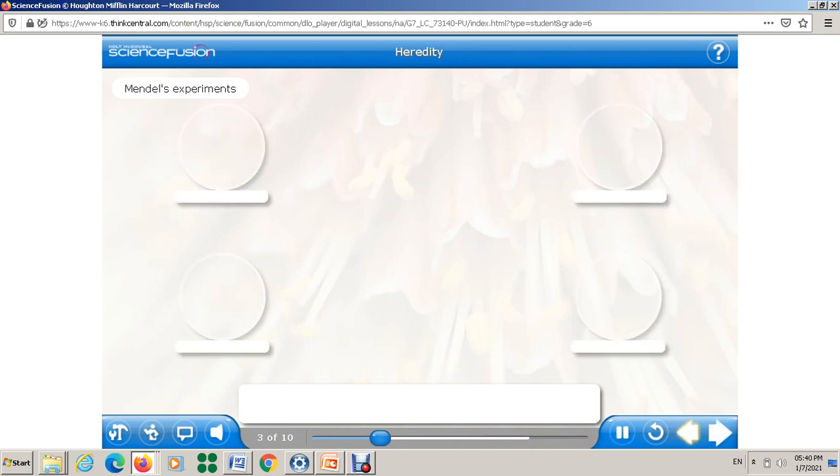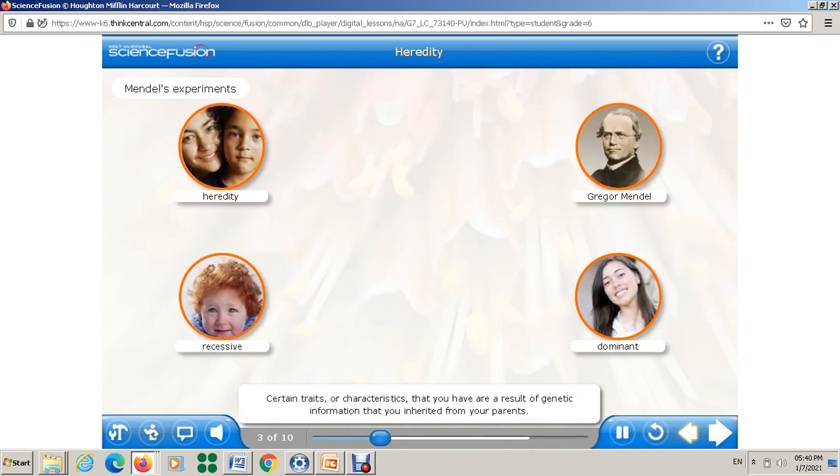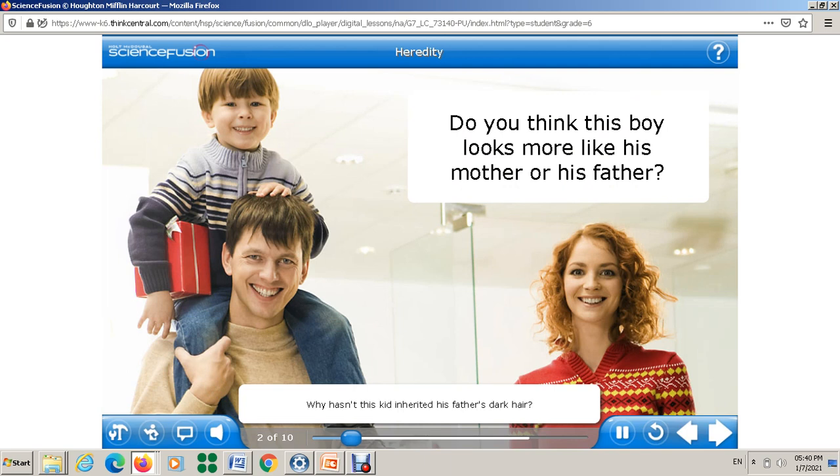Who in your family do you most look like? Wait. Why hasn't this kid inherited his father's dark hair? Why is the shape and color of his eyes similar to his father's? The answer to both these questions is his genes. Genetics are responsible for many of our physical characteristics, such as our hair and eye color.